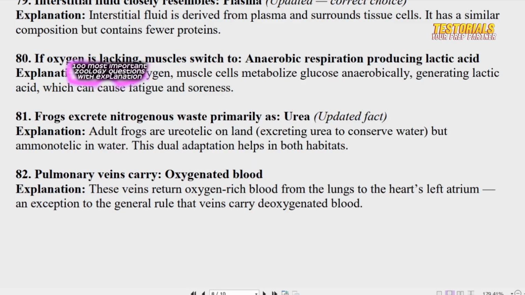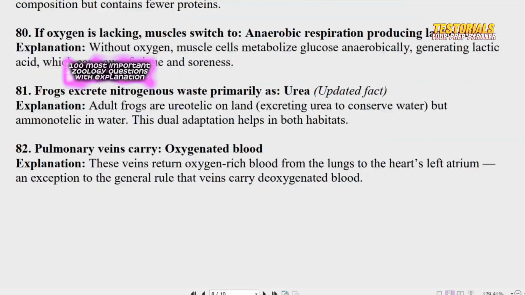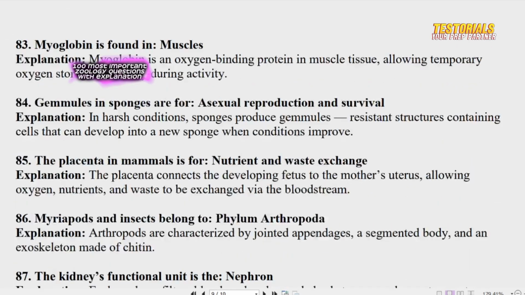82. Pulmonary veins carry oxygenated blood. Explanation: These veins return oxygen-rich blood from the lungs to the heart's left atrium, an exception to the general rule that veins carry deoxygenated blood. 83. Myoglobin is found in muscles. Explanation: Myoglobin is an oxygen-binding protein in muscle tissue, allowing temporary oxygen storage for energy during activity.